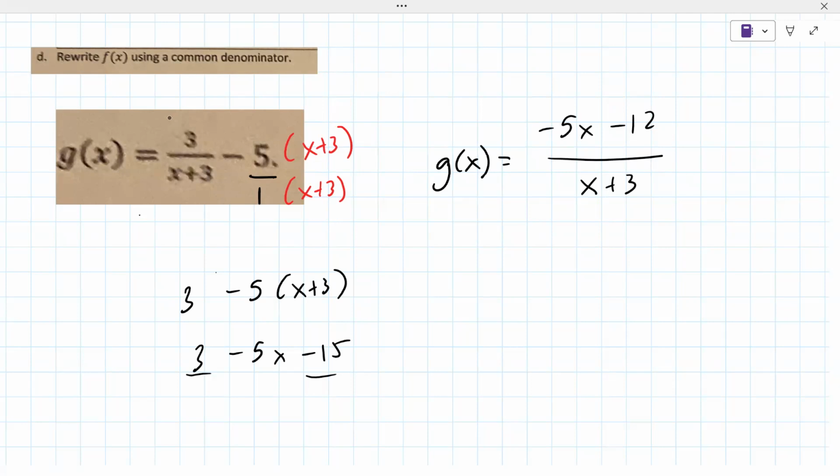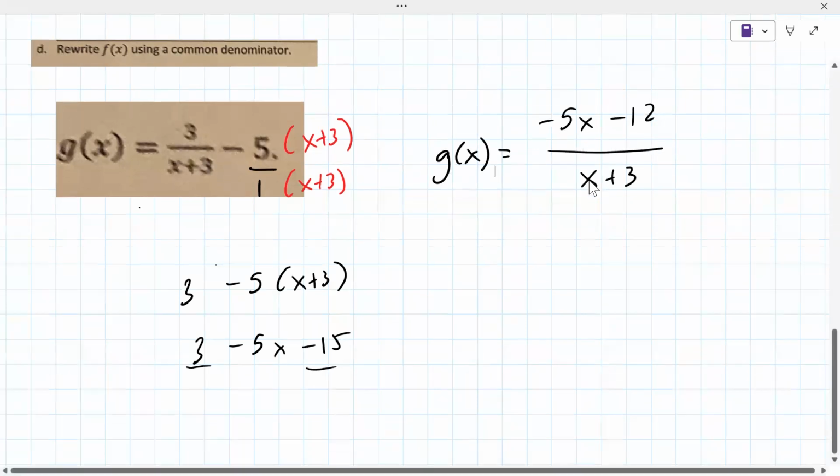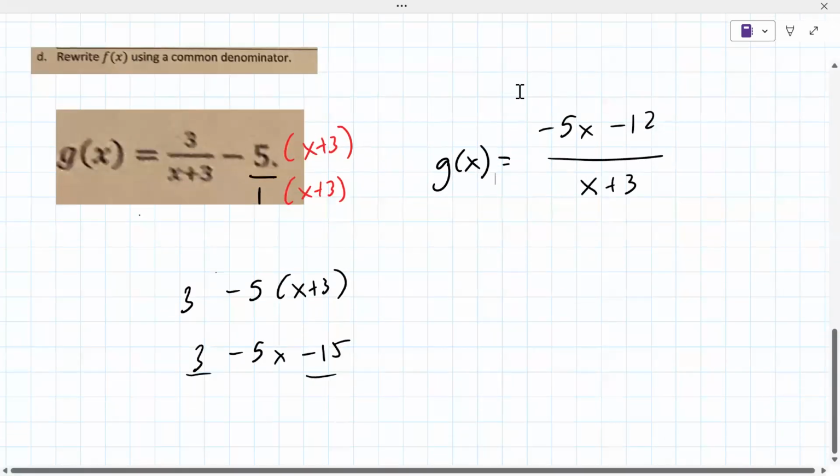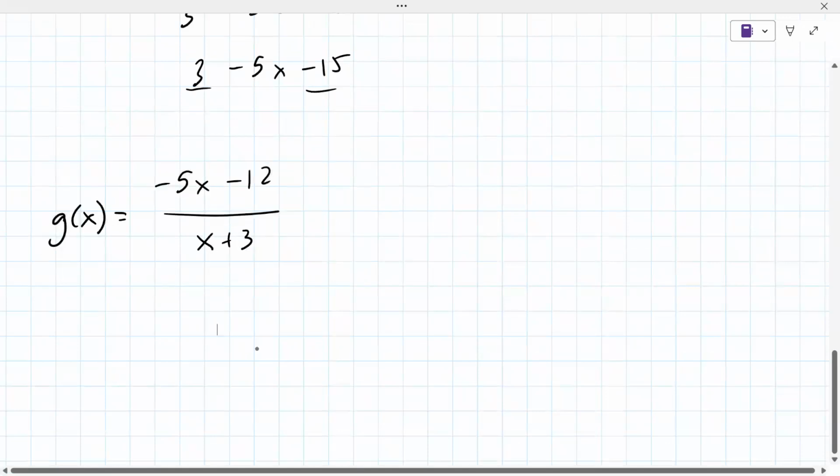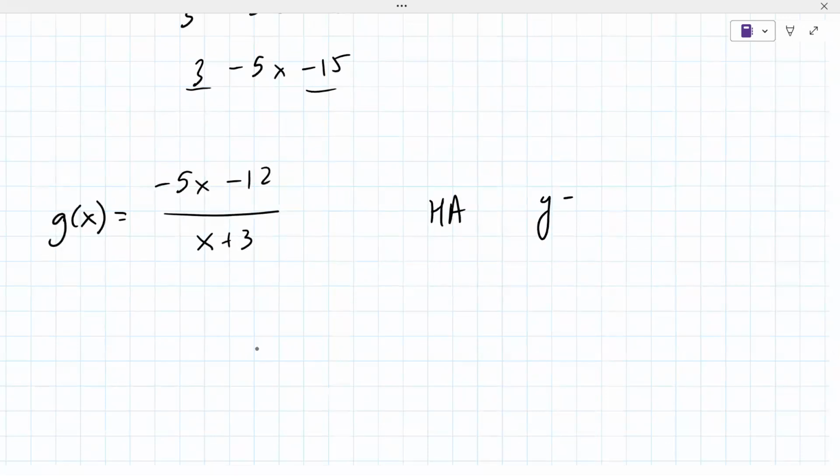Okay, great. So the reason you do all this is that you can also find the horizontal asymptote by looking at the degree and the leading coefficients. So the horizontal asymptote is y equals the ratio of the leading coefficients, which is minus 5 over 1, like that.